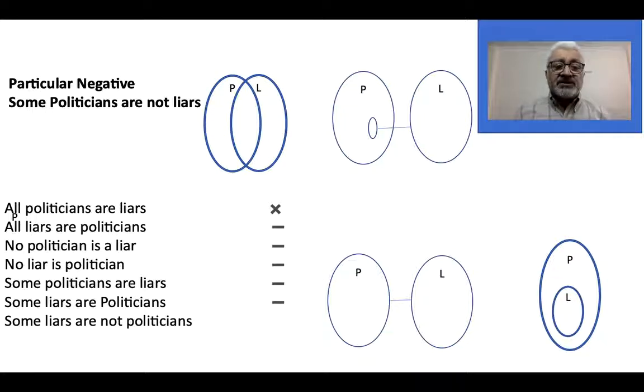The last one says some liars are not politicians. So when some politicians are not liars, what is the position of some liars are not politicians? Yes, this part represents some liars are not politicians. What about this part? Yes, possibly. This part also represents that some of them are not. What about here? Yes, certainly. Some liars are not politicians. Absolutely correct. But what about here? This does not confirm. Hence, some liars are not politicians is not certainly true, but only possibly true.